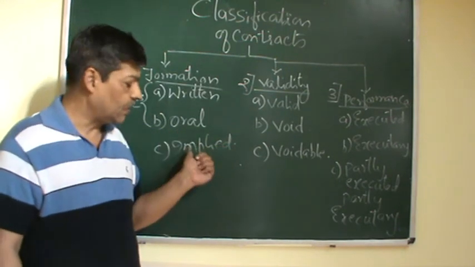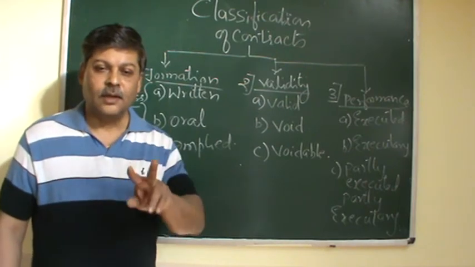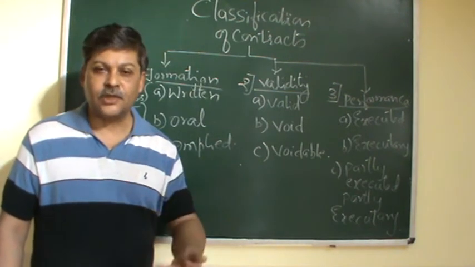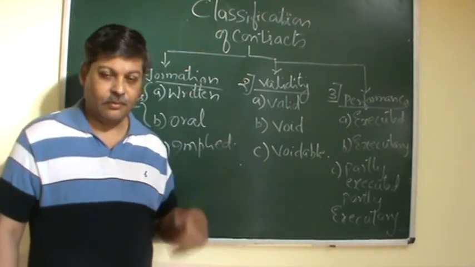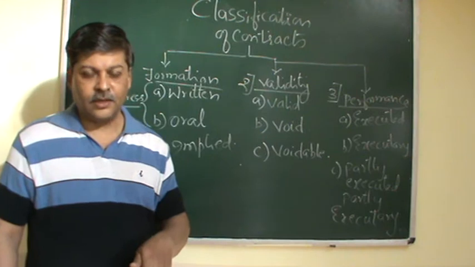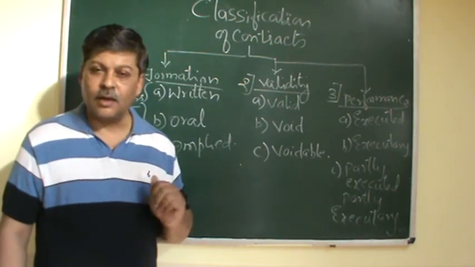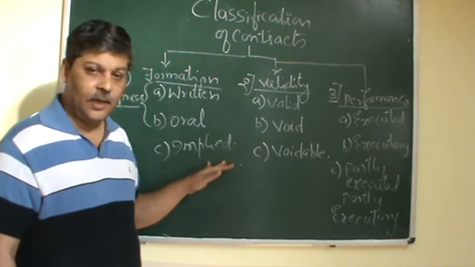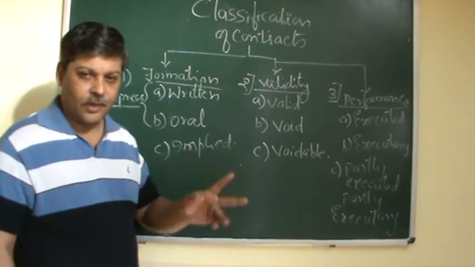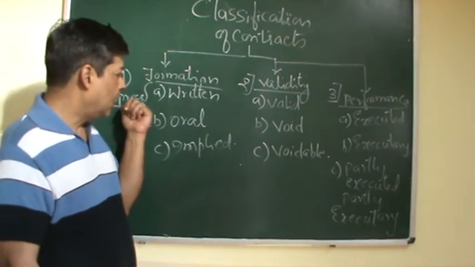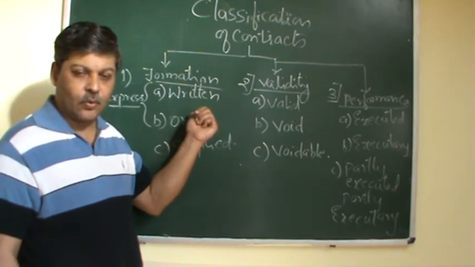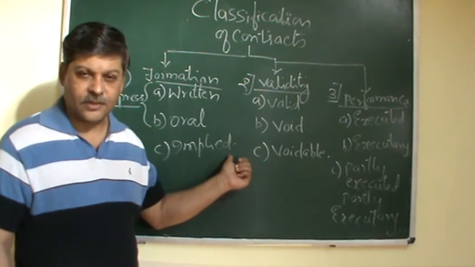Usually in your examination they may ask you for 2 marks, what is meant by an implied contract, what you mean by the term implied contract. Or, as I told you, the case of the coolie may be given in your caselets, so you have to decide whether the contract is established or not. That is the first category, the formation of the contract: written, oral and implied. Or broadly you can say in 2 parts, express contracts and implied contracts. Express contracts are written and oral.